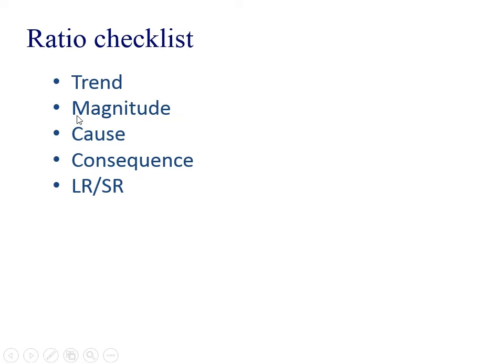This is a nice little evaluative point as well. Sometimes the ratio changes, but by a very small amount, and making a judgment over the magnitude of that change is a good evaluation point. Knowing what causes the change is important to be able to analyse the consequences of that, and looking at whether the consequences are going to be long run or short run effects as well can be quite useful. There are lots of other ratio analysis checklists, but we'll go through those later on.